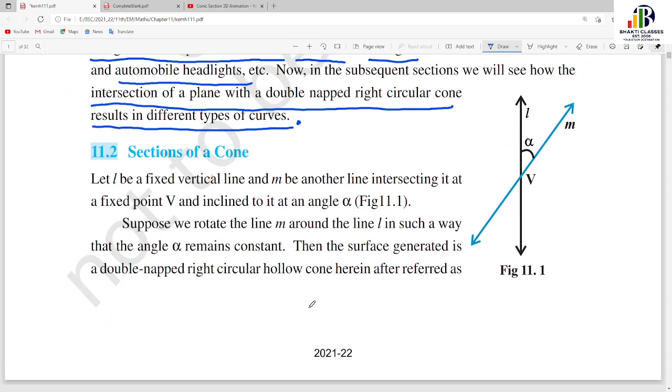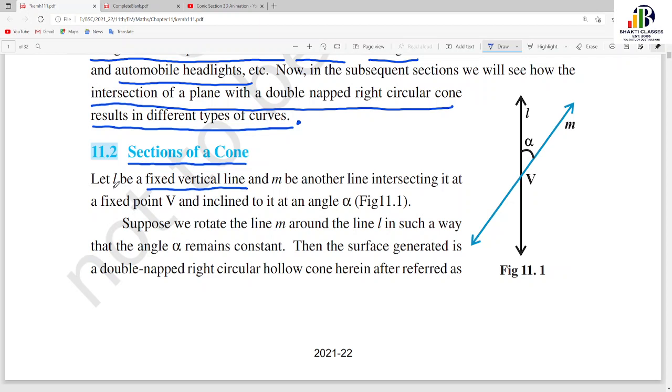Now we will look at topic number 11.2, sections of cone. First of all, we must study how the double napped cone is formed. Let L be the fixed vertical line, which is there in this figure as the black line.